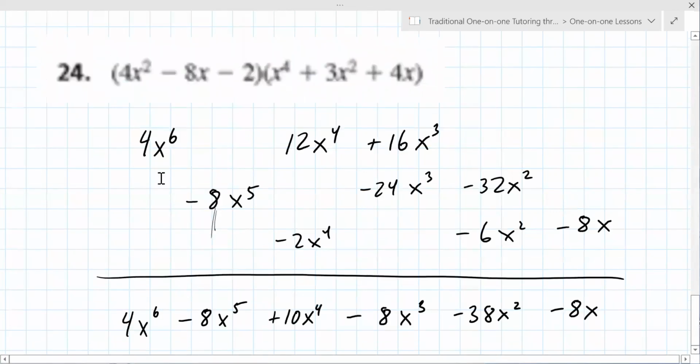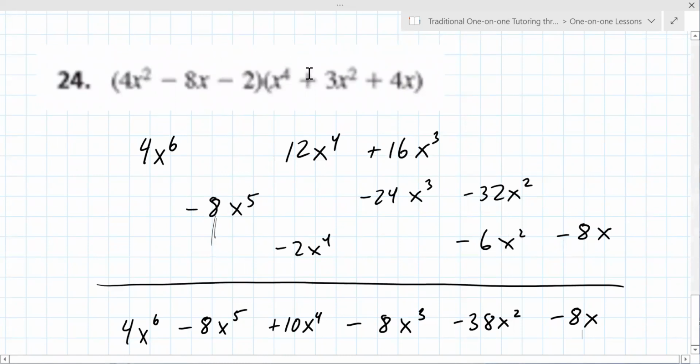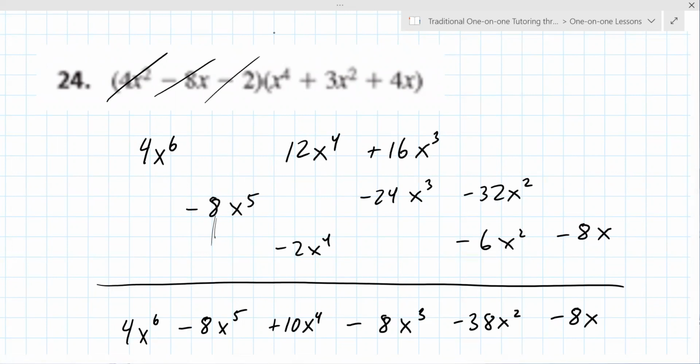The most common mistake is when students don't multiply everything by everything. So you can cross out the 4x squared when you're done with that, cross out the minus 8x, and so on. It really comes down to you getting everything multiplied by everything. So if that is clear, if we've got that all down, we can move to the other worksheet, which has some related problems here.